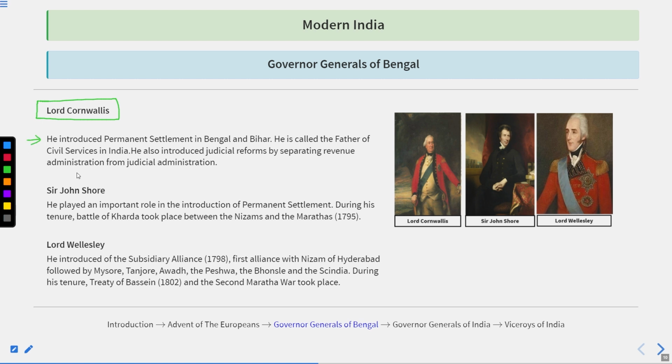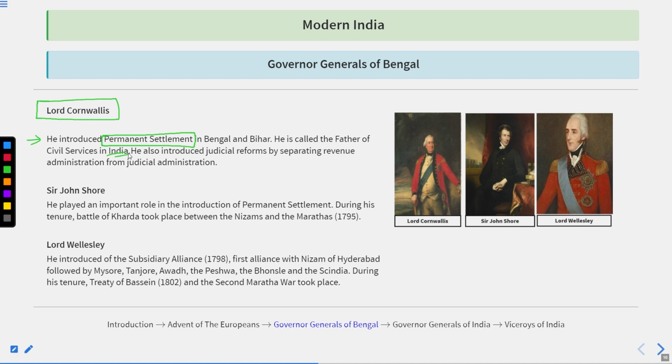If we talk about him, then Lord Cornwallis introduced the permanent settlement in Bengal and Bihar for the revenue collection. He is also called the father of civil services in India because he introduced the two types of civil services, the covenanted and uncovenanted.